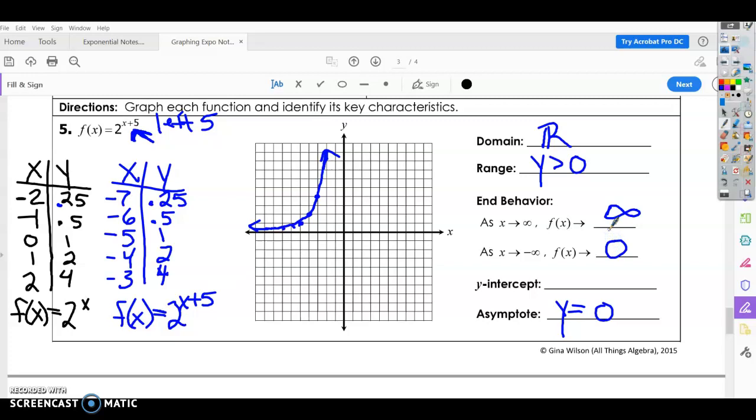All right, now one thing that has changed is the y-intercept. We're not seeing that here, it's not crossing the y axis yet, but you can plug in 0 to find the y-intercept. So if I take 2 to the x plus 5, and I simply plug in 0 here, I'm going to do 2 to the 0 plus 5, which is 2 to the 5th power. 2 to the 5th power is 32. So if my x is 0, my y is 32, and that's my y-intercept.